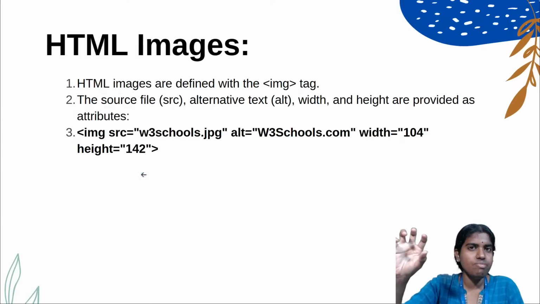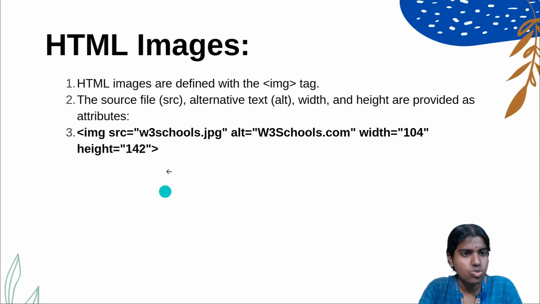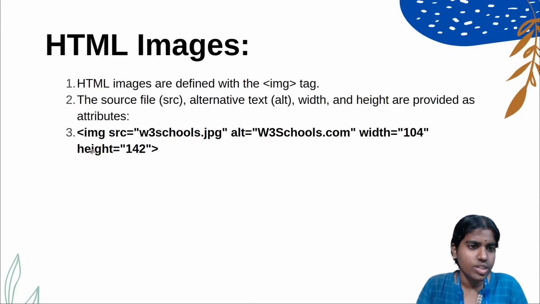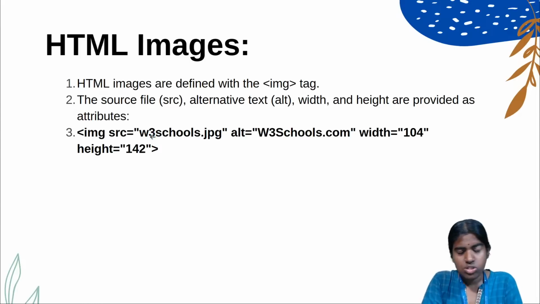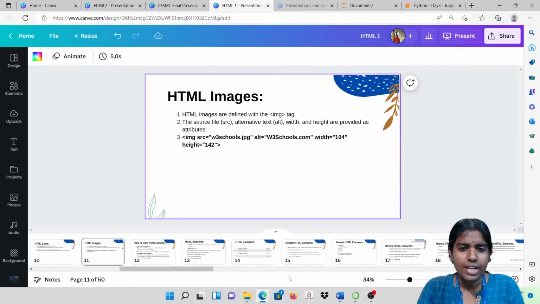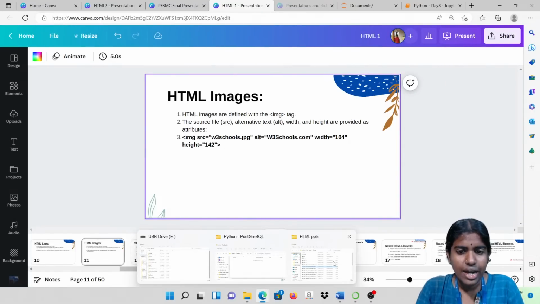If I want to insert some images in my web pages, whenever I am creating web pages, I can go for this img tag. Within these angular brackets, I am using the img tag and the image source. Whatever is the source of my image, within double quotes I have to give the source of my image and the alternative text. Attributes provide some additional information about my tag elements.